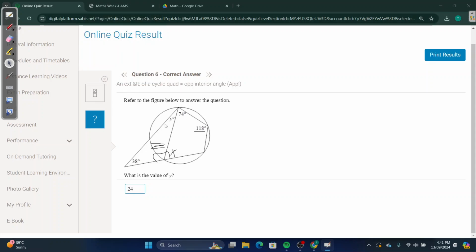Or you could say it in another way to say it easier. The exterior angle of a cyclic quadrilateral is congruent to the opposite interior angle in the cyclic quadrilateral itself. So z equals 118, and now you just add the values up and subtract them from 180 because it's a triangle. So this is going to be 118 plus 38 minus 180, which should give you the value of y, which is 24.